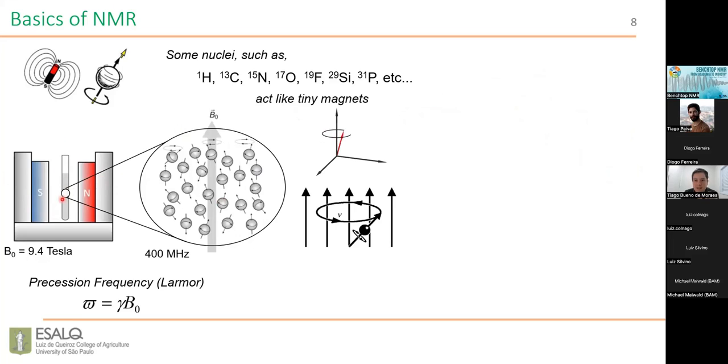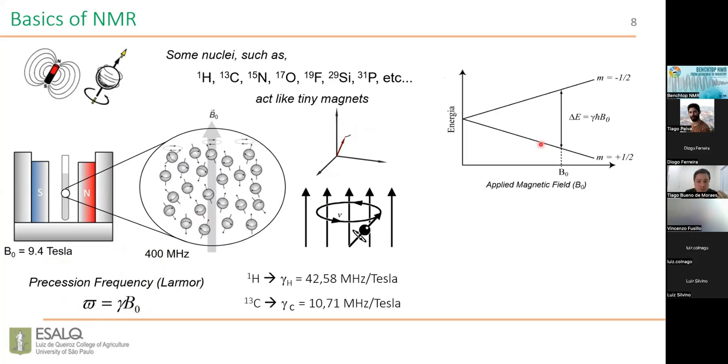When the sample is placed inside an external magnetic field, for example, B equals 9.4 Tesla, the nuclear spins of the hydrogens here will rotate, as I show here, with a precession frequency of 400 megahertz because of this relation, known as the Larmor frequency. In terms of the energy levels, we have two energy levels for spin 1/2, as is the case for hydrogen and carbon. And those energy levels are represented here by the spins pointing up or down. So because of this relation, different nuclei will have different precession frequencies in the same magnetic field.